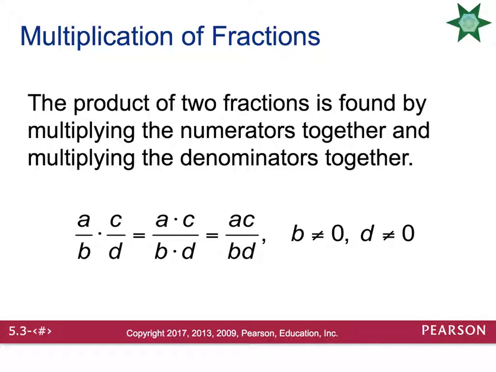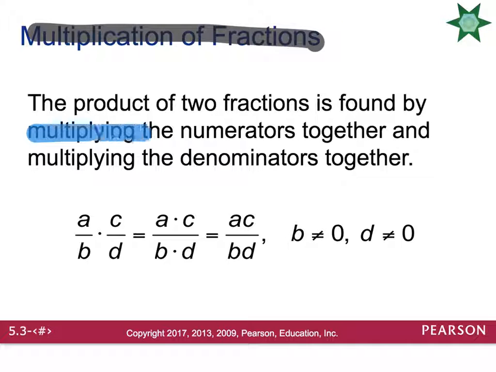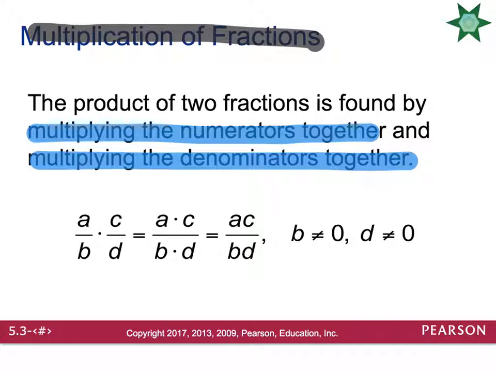Okay, let's talk about multiplication of fractions. We don't need to find a common denominator. We just multiply the numerators together and multiply the denominators together. That's all we do. So we don't need to get a common denominator.